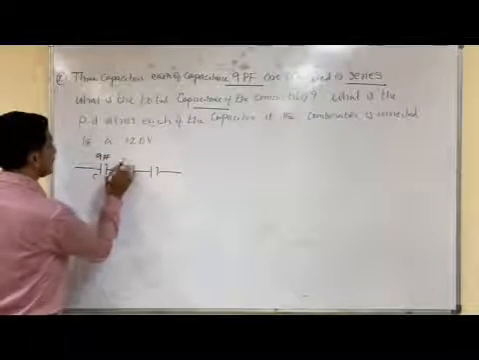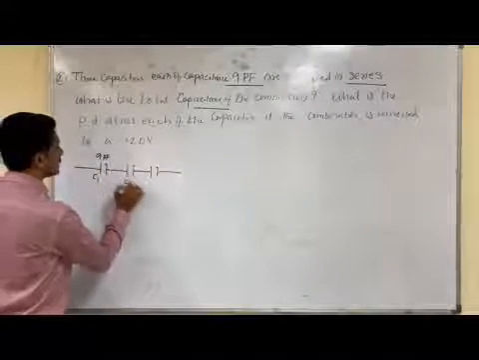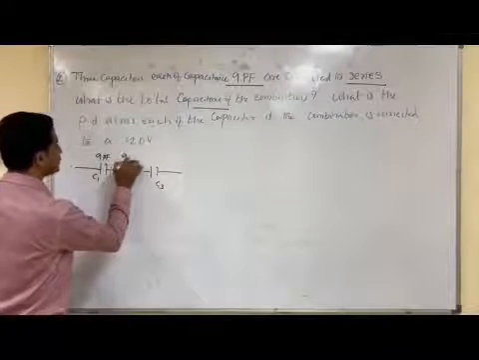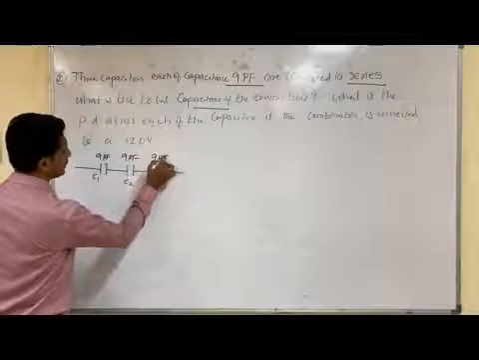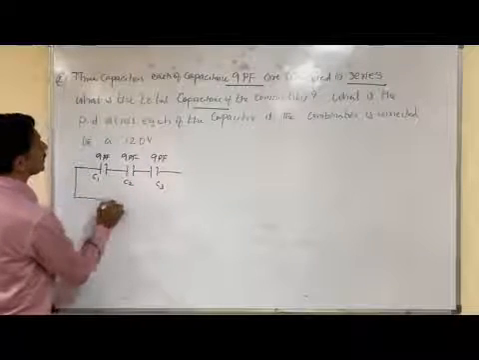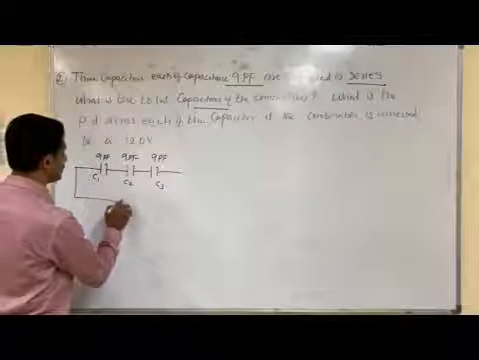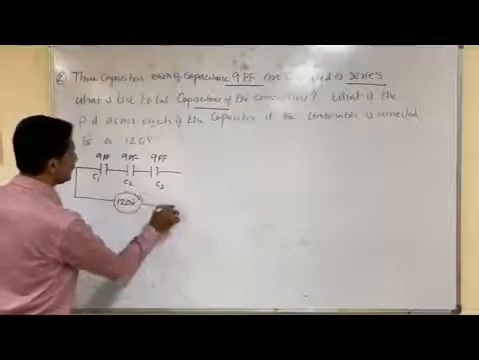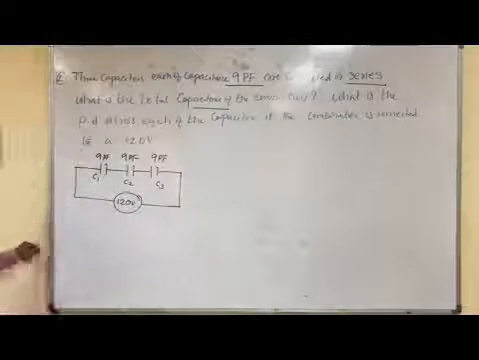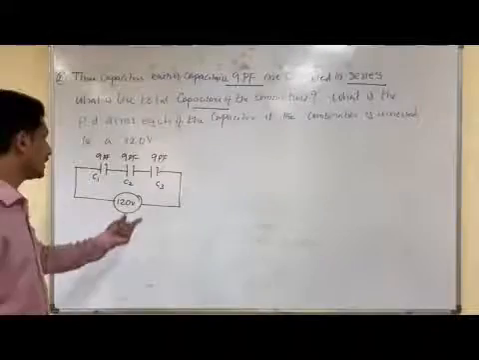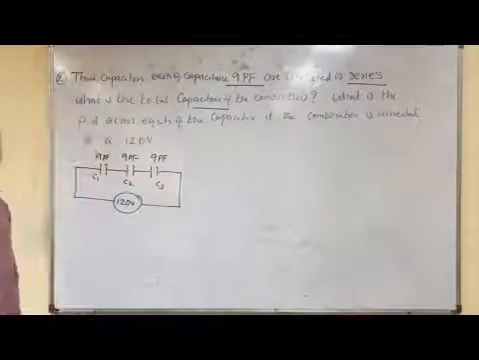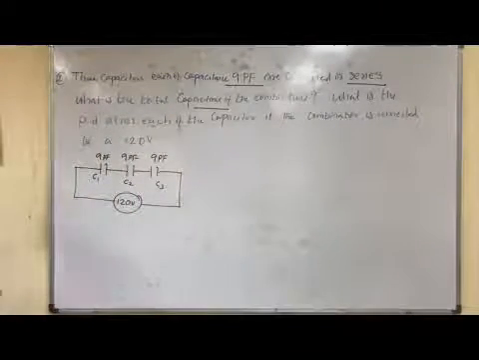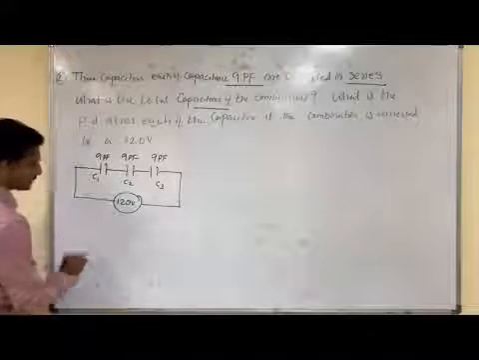Suppose these are C1, C2 and C3, each of 9 picofarad, connected in series to a voltage source of 120 volt. In this case, what is the effective capacitance of this combination? What is the effective capacitance?